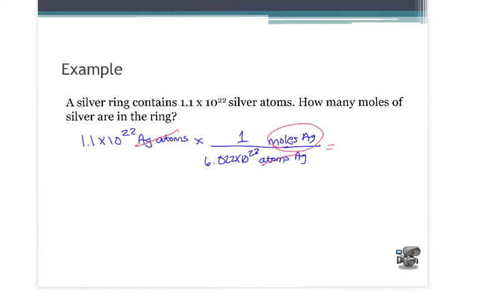Now I want you to notice one thing: no matter what element we're working with, there will always be 6.022 times 10 to the 23rd atoms of that element per 1 mole. There's no variation in that. Just like if you have a dozen donuts or a dozen bulldozers or a dozen chairs, a dozen is a dozen. It will always have 12, no matter what your object is that you're measuring, or in this case, no matter what your element is. So you end up with 1.8 times 10 to the negative 2 moles of silver.